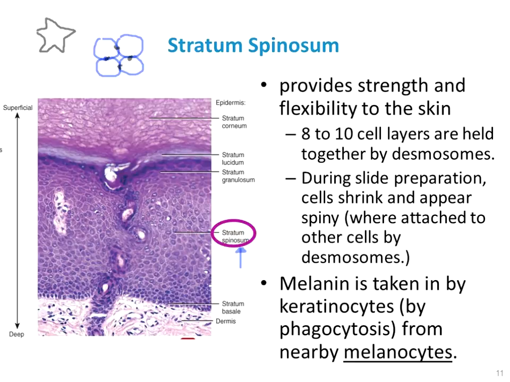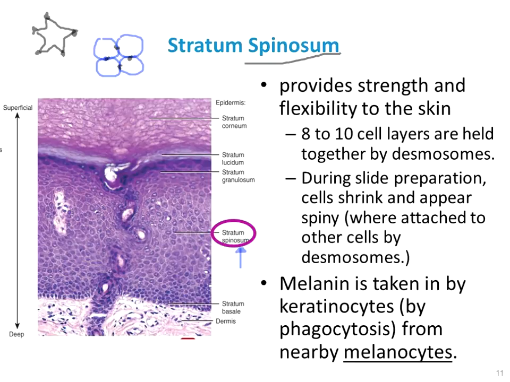So this would be where there's a desmosome connecting to another cell, and this would be where there's another desmosome and another desmosome. So this would be a shrunken cell. So anyway, that's just why it gets its name. Spinosum means spiny, and it's just how it looks under the microscope.